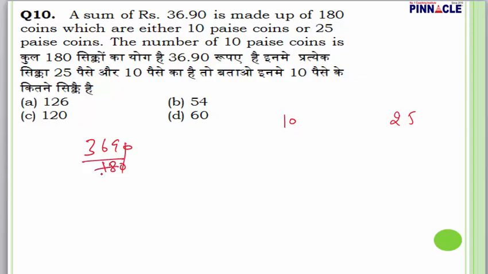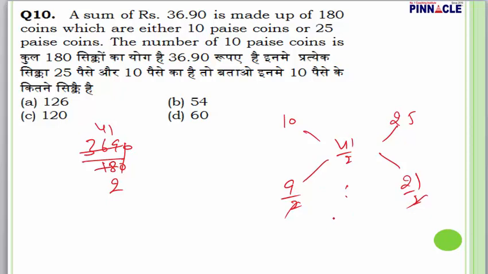Divided by 180 coins, then we will have 41 by 2 paisa. Average is 41 by 2 paisa. And here the difference would be equal to 9 by 2, and here it would be equal to 41 by 2 minus 10, that will be equal to 41 minus 20, that is 21 by 2. Ratio is 9:21. In other words, 3:7 is the ratio of 10 paisa and 25 paisa.